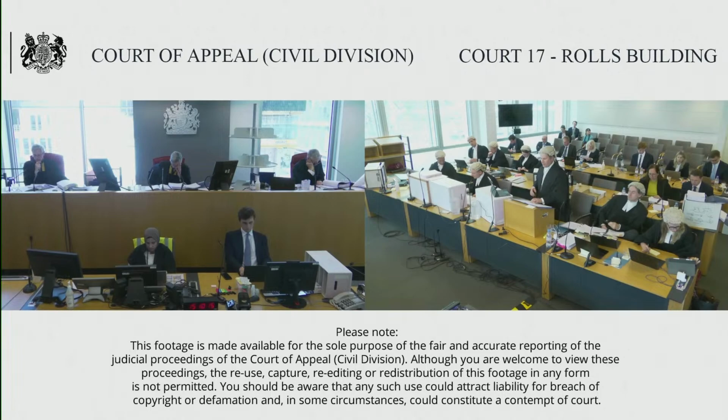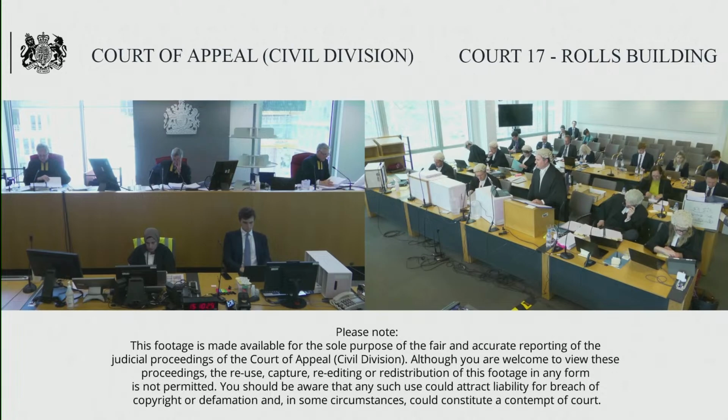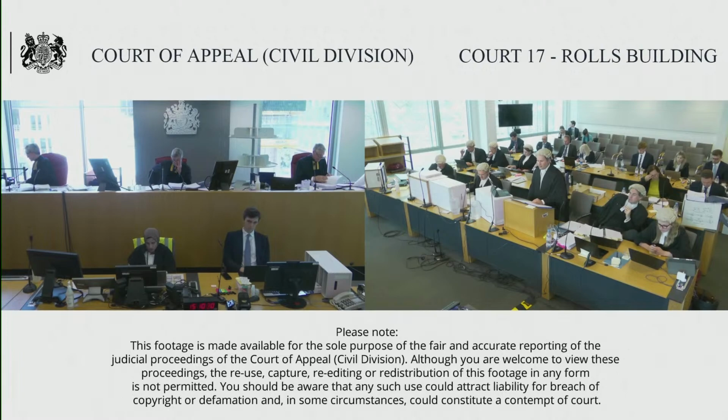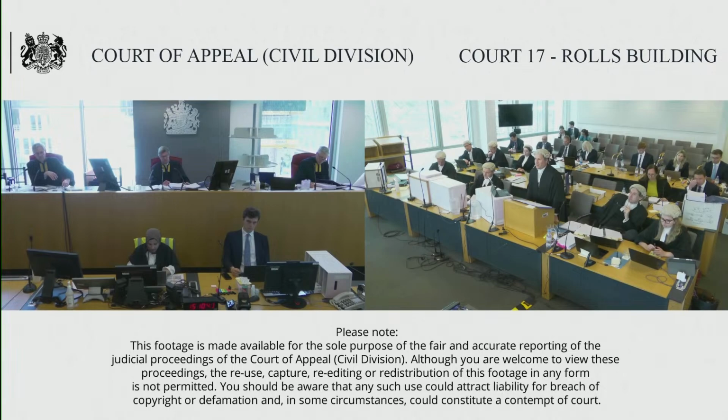Well, the order is at tab 5 of the core bundle. Just go over the page to page 75. The order, paragraph 1, just gives judgment for the claimants on these defences. That's what we're appealing. And it's true that my grounds, I mean, Mr. Saunders told you at the outset, my grounds only have any traction if he wins on ground one. Might also be relevant to costs, but in terms of making a difference to the outcome, we need to win on ground one.